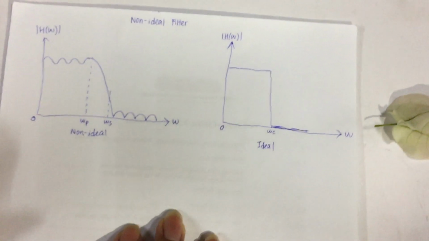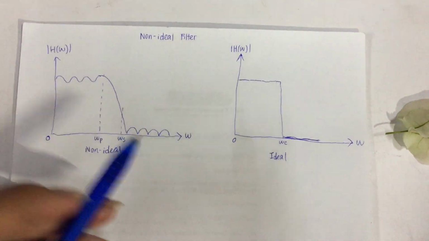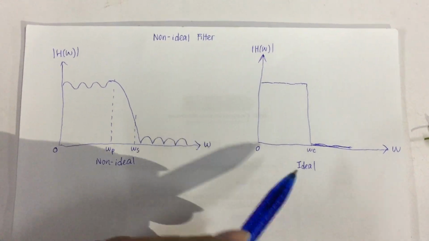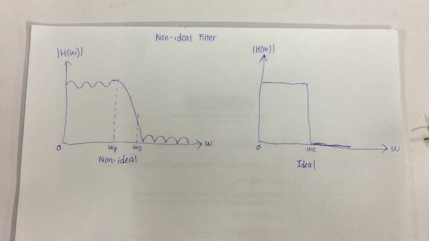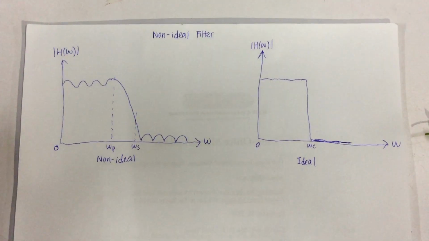So now I will explain what a non-ideal filter is. As you can see, I have drawn two graphs here, one for the non-ideal and one for the ideal. I want you to observe the two main differences between the non-ideal and ideal filter.